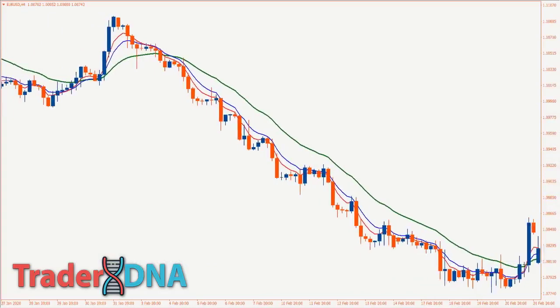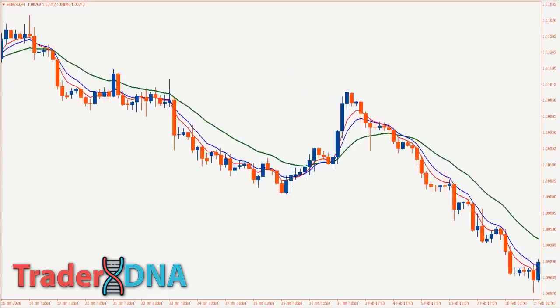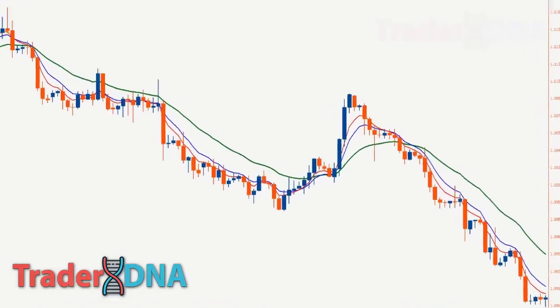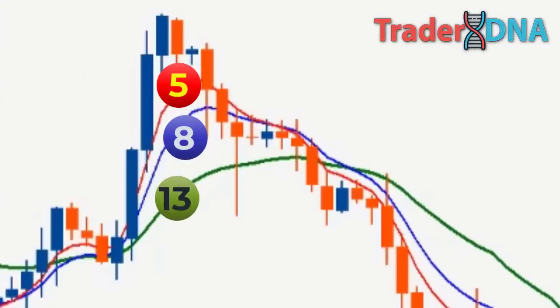EMA, or exponential moving average, is one kind of moving average that shows the most satisfactory results to identify trends. 5, 8, and 13 are the different period measures of EMA signal lines. In our strategies, the red one is EMA 5, the blue is EMA 8, and the green is EMA 13.